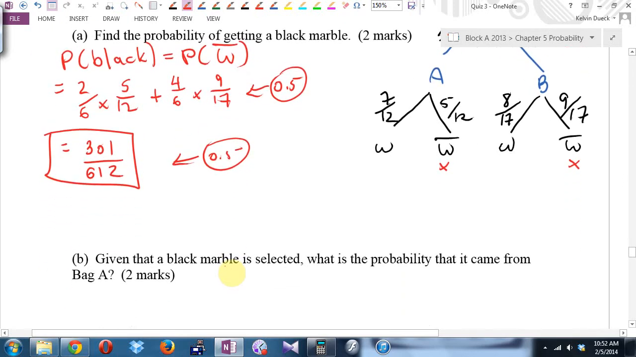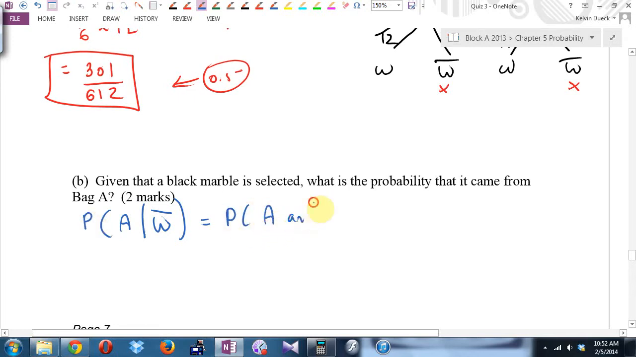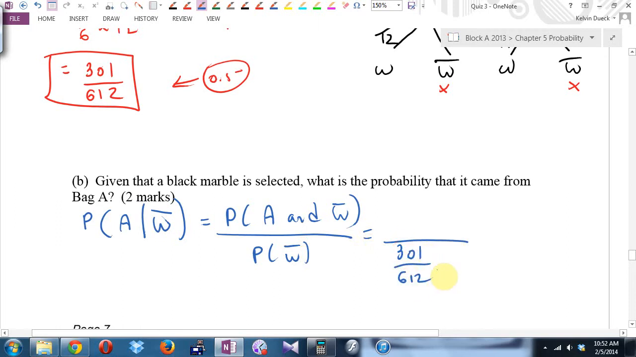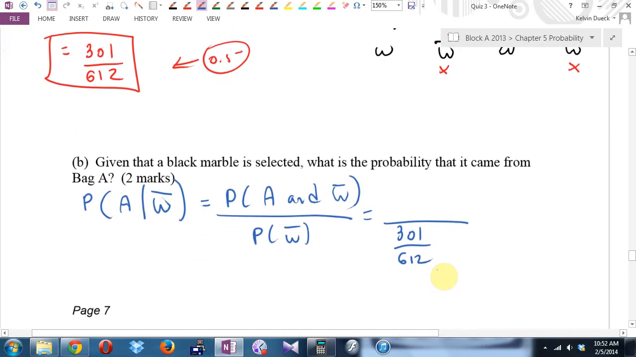And then, oh yeah, given. Good. Conditional. I like this question too. Given that we got a black, which I've used not white for, find the probability it came from A. Jordan, how do I do a given? You use that A and not white. And conveniently, I just did not white. That was 301 over 612. That was nice of them. A and not white: 2 out of 6 and 5 out of 12.